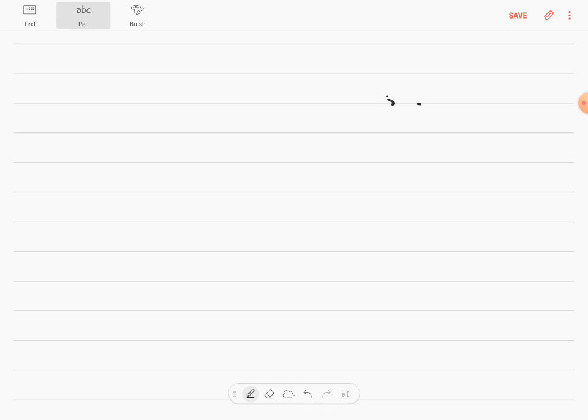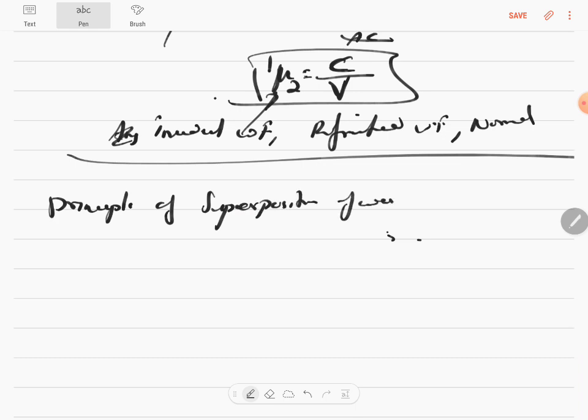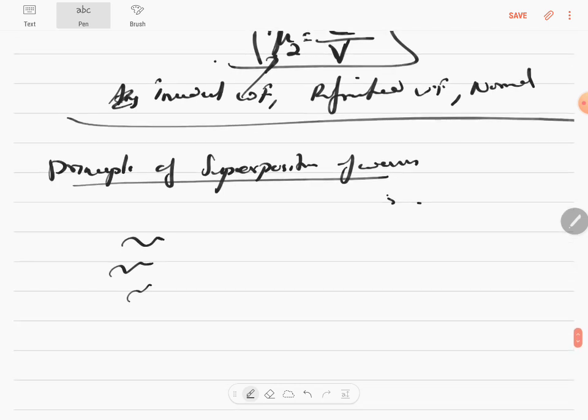The principle of superposition: when a number of waves are traveling through a medium and they superimpose on each other, they all add up. The resultant displacement at any point at a given instant is equal to the vector sum of the displacements of the individual waves at that point. It's a vector sum. Supposing this is the y1 vector, this is the y2 vector and this is the y3 vector, the total displacement is y1 vector plus y2 vector plus y3 vector.